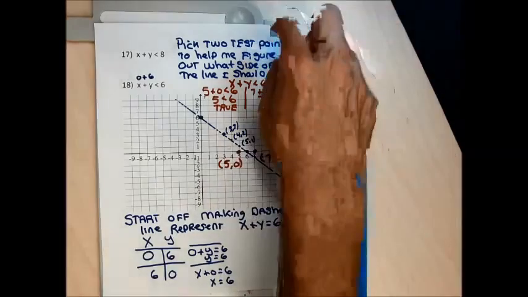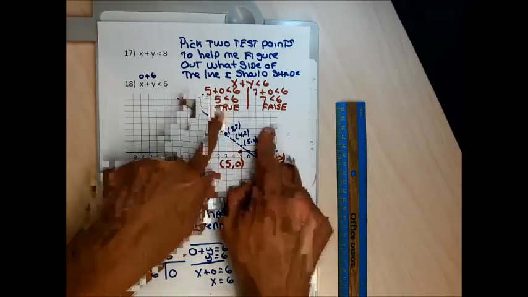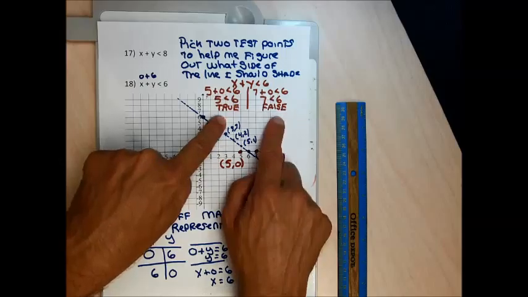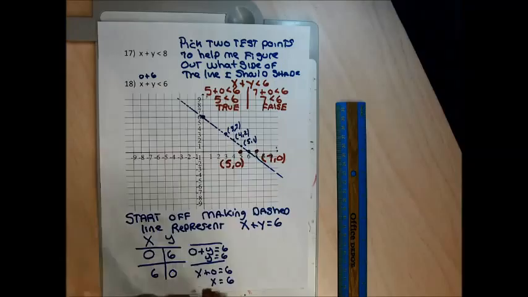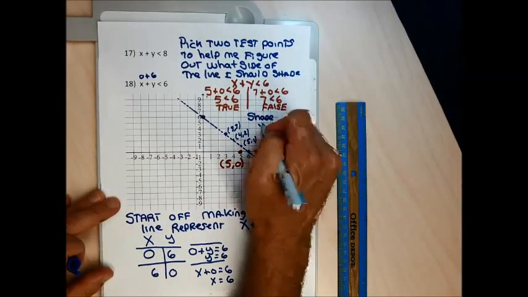So I picked 2 test points on either side of the x-intercept, plugged both of them into the original problem and see if I get a true or a false. One side will be true, the other side will be false. Never will both sides be true or both sides be false. Now I need to shade, I'll say the true side.